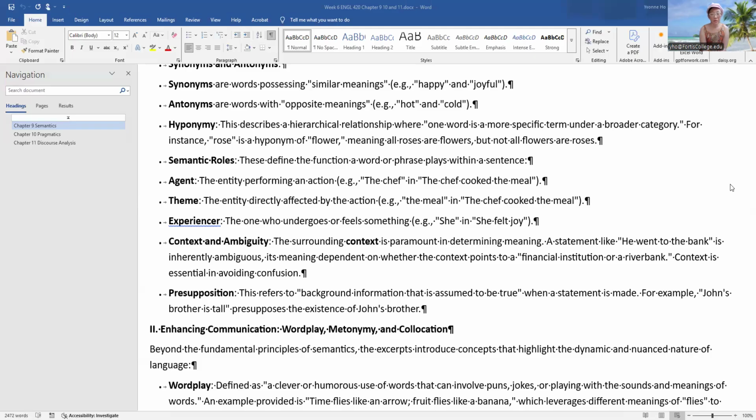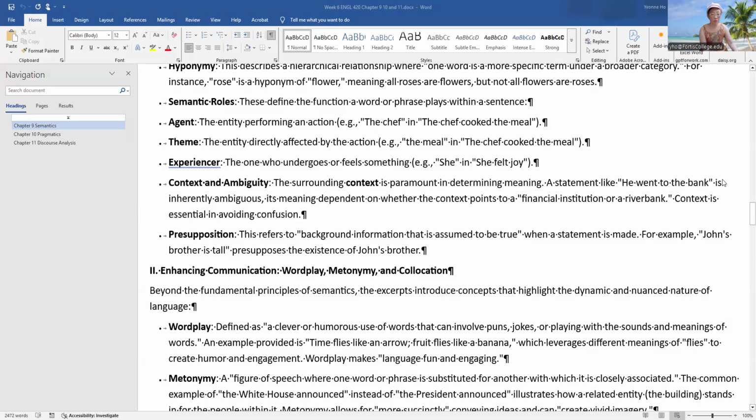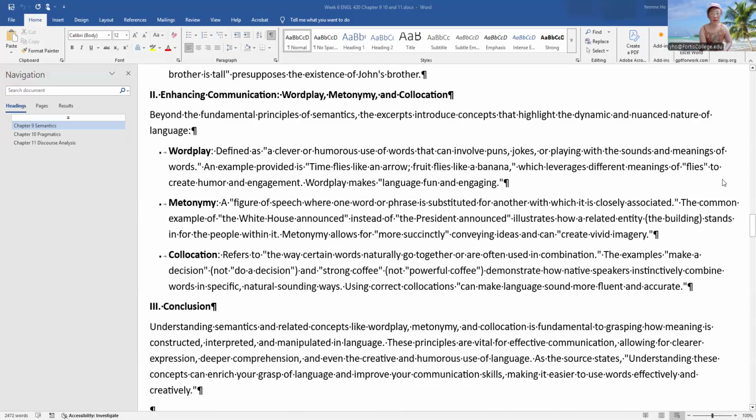Presupposition. This refers to the background information that is assumed to be true. Wordplay is defined as a clever or humorous use of words that can involve puns, jokes, or playing with the meaning and sounds of words. This occurs a lot in poetry.